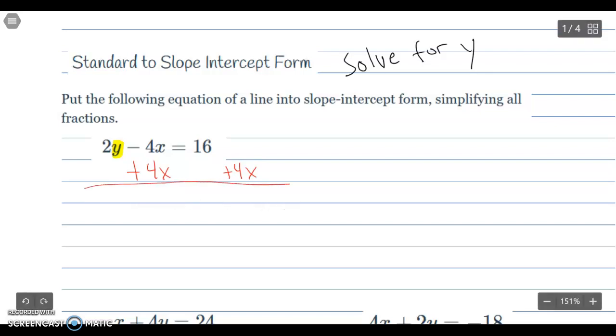All right. Now, when I do that, this will cancel out, and that's going to allow me to bring this 2y down. So I got 2y is equal to, now, you could put 16 plus 4x, but for slope-intercept, I want to put the 4x first. So I'm going to put 4x up here. And since the 16 is positive, I'm going to put positive 16.